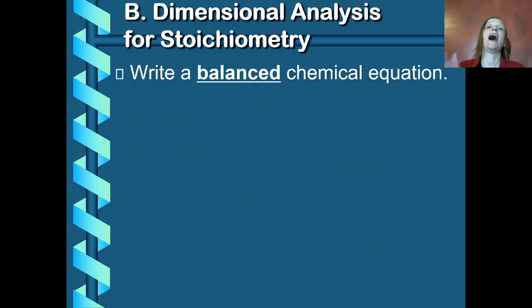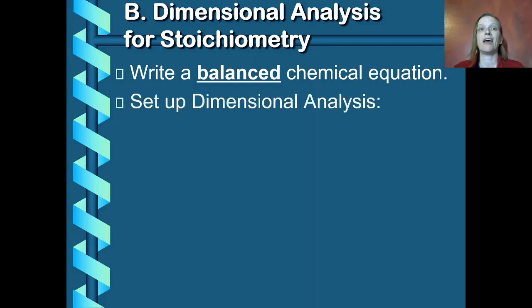So how do we actually use these conversion factors in dimensional analysis? Let me give you the steps first. Step 1, you have to start with a balanced chemical equation. If you don't have a balanced chemical equation, your coefficients won't be right, and therefore your ratios won't be right. Then you set up a dimensional analysis problem.